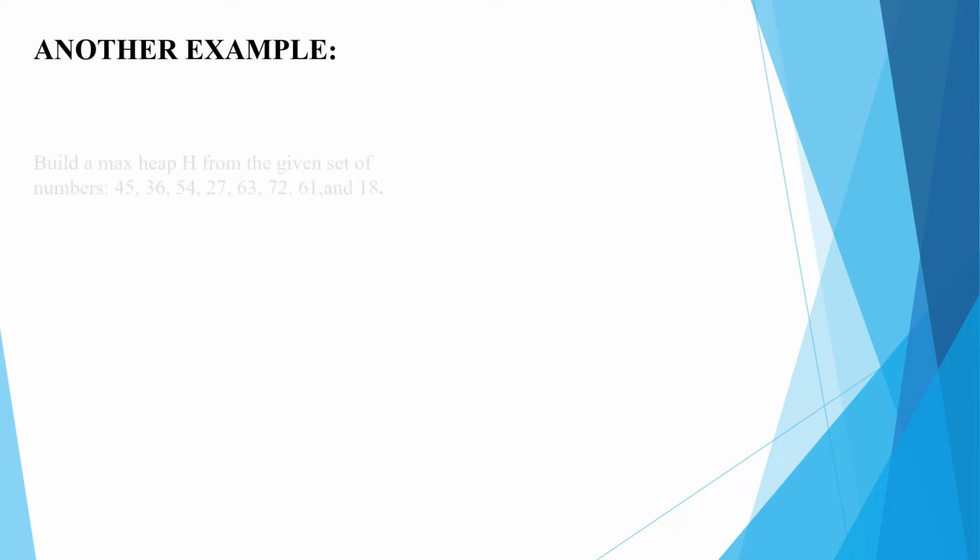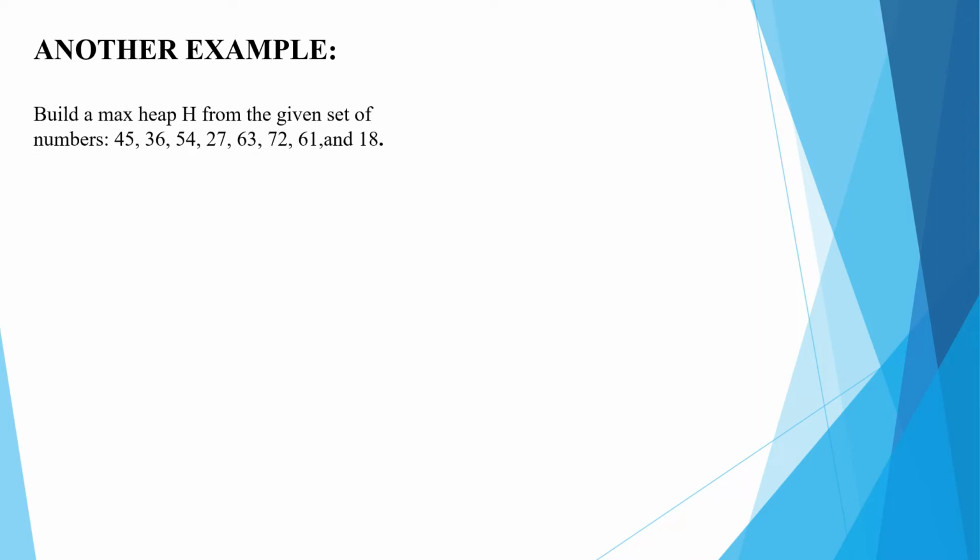Consider another example. Build a max heap from the given set of numbers 45, 36, 54, 27, 63, 72, 61 and 80. Here the heap is not given, just a set of numbers. So we have to insert the elements one by one and form a max heap. This is also another way of inserting elements in a binary heap.